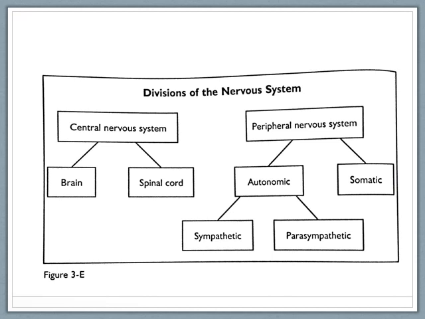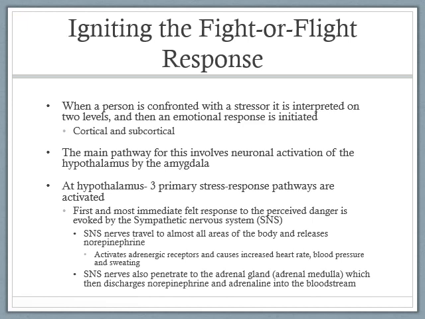This just shows the divisions of the central nervous system, your CNS, your PNS, and the reason why I wanted to show this is it shows your autonomic and how it's broken into sympathetic and parasympathetic, which is involved in your fight or flight response. So when a person is confronted with a stressor, it is interpreted on two levels, and then an emotional response is initiated, and that is your cortical and subcortical.